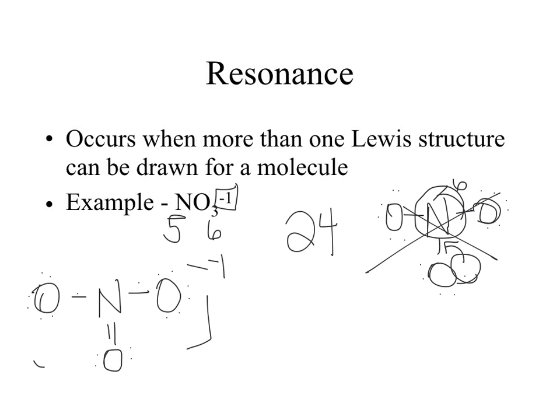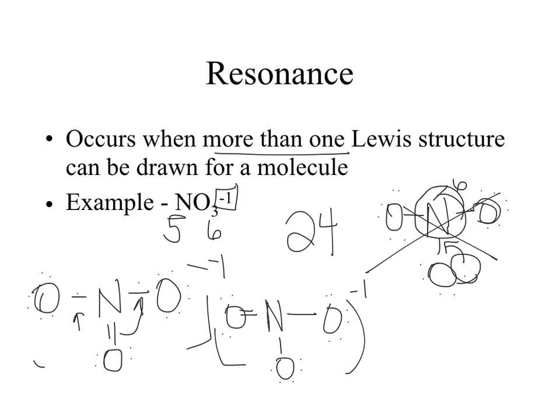But resonance means that we can draw more than one. So this double bond can be here or here, so we can draw it multiple ways. And then draw your lone pairs. So it's the same Lewis structure, just this time we're moving the double bond and you can move it over here as well. So that's resonance. I hope this video helped.